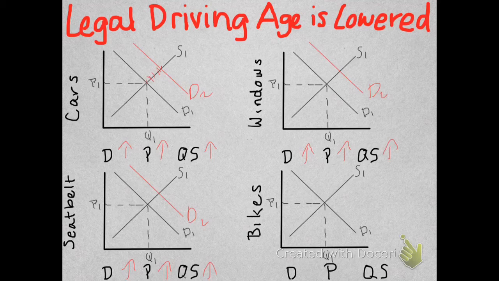Now we look at bikes. Bikes are a competitor of cars. So, if there's a big demand in cars, then the demand in bikes will decrease. We see this because there's a shift to the left. Since the demand decreased, the price decreased, and the quantity supply decreased. We see this because the second point on the supply line moved to the left.